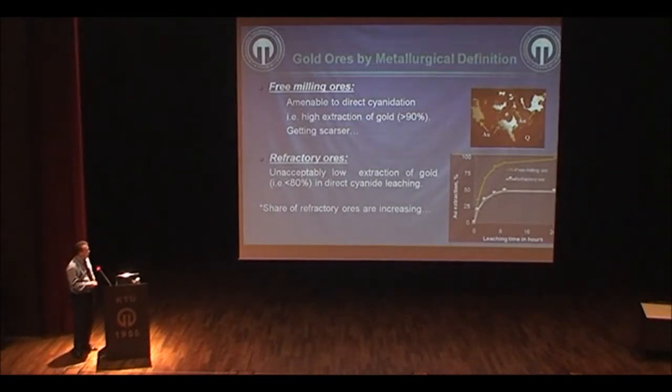Refractory ores are defined as those ores with unacceptably low extraction of gold, which is characteristic in their cyanide leaching. Low recoveries are essentially below 80%. The share of refractory ores is increasing, and new deposits are generally more refractory. We can see the free milling ores are quite coarse and easily treated by either gravity methods or direct cyanide leaching.